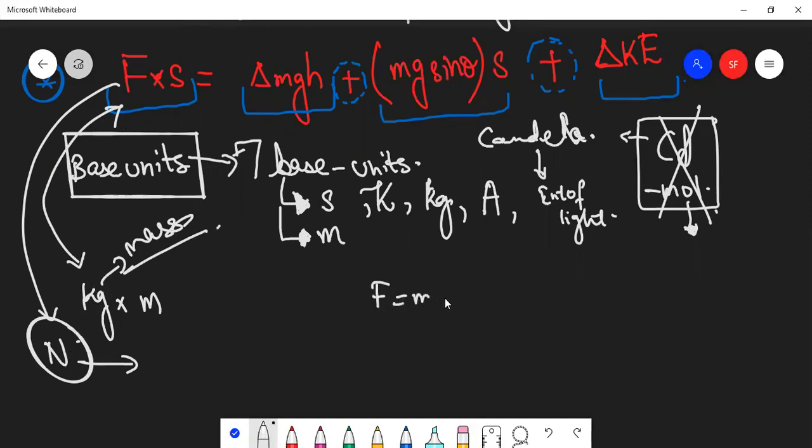What is force equal to? Force is equal to mass into acceleration. What's the unit of mass? Kg. What's the unit of acceleration? m s^-2. So this force is actually kg m s^-2. And this kg m s^-2 is being multiplied with distance, which is the meter. Now if you multiply them, what will you get?